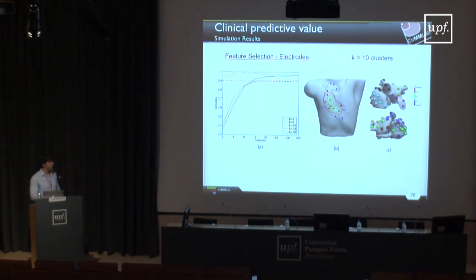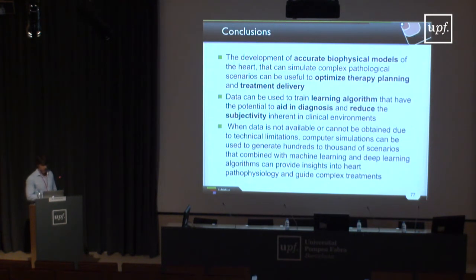That's very helpful because if doctors acquire this map, the system is going to tell them that you have to go probably to that area of the atria because in that region probably is the ectopic focus. And there is a secondary zone that can also be predicted. So in conclusion, the development of accurate biophysical models of the heart that can simulate pathophysiological scenarios can be very useful for optimizing treatment planning and delivery.